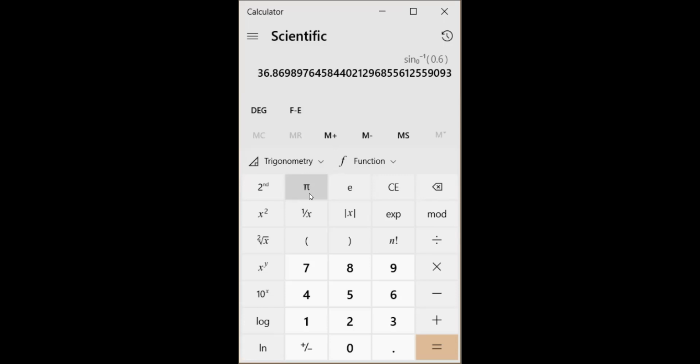36.8, or better say 36.9, right? Is it going to be the radian measure or degrees? Important to know, right? Let's look over here. You see degrees over here, which means that it's going to give you the value in degrees. So we have 36.9, and I'm returning back to my original screen. And let's write it down. So 36.9.